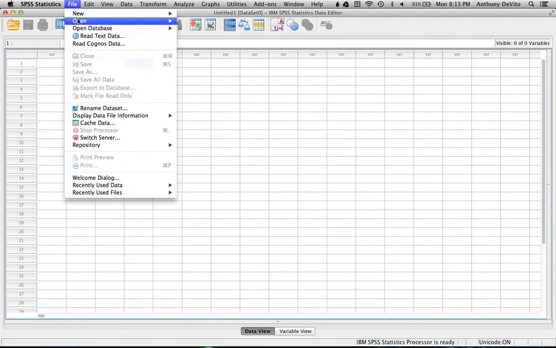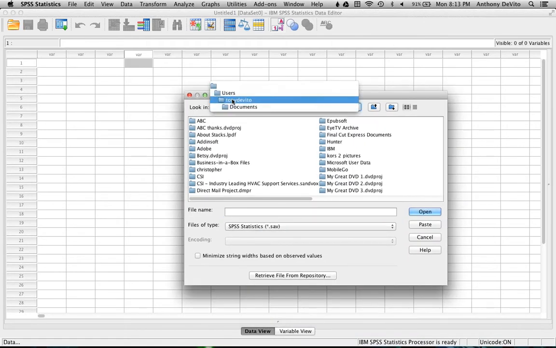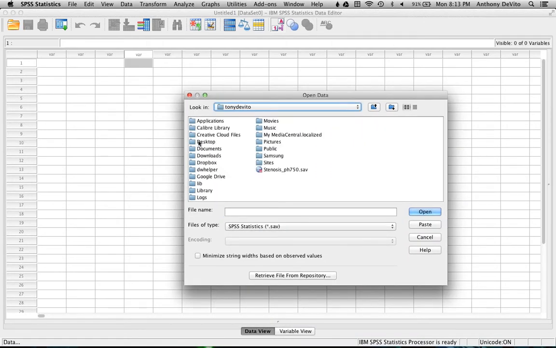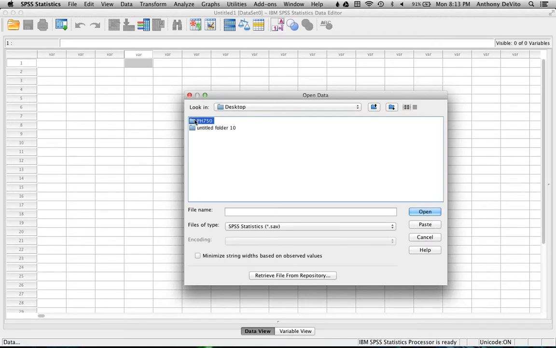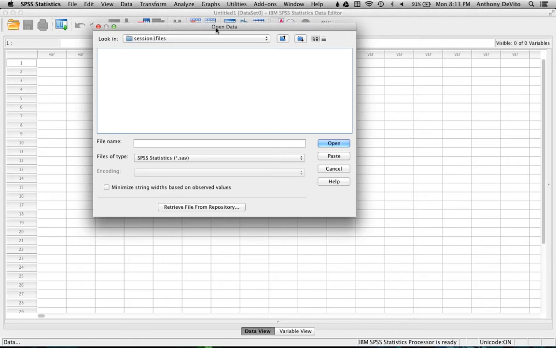For instance, I'm going to go in here and say open data, and navigate to my desktop where I have all this stuff stored. I'm going to go in here to my data. Oh, there's nothing there. I know I have files in this folder. What's the problem? Well, the problem is I don't have it in the format that it recognizes. I have it as Excel files. So it's looking for SPSS files, SAV.